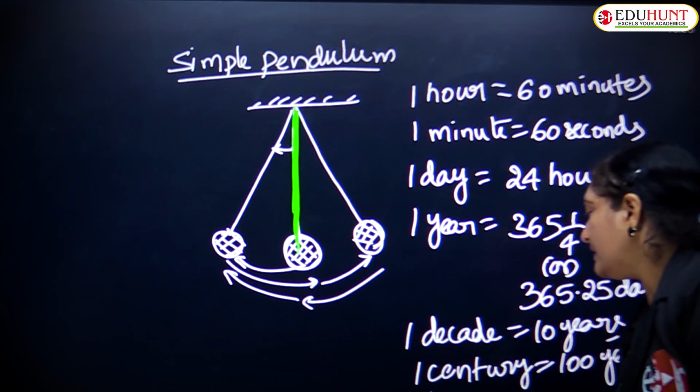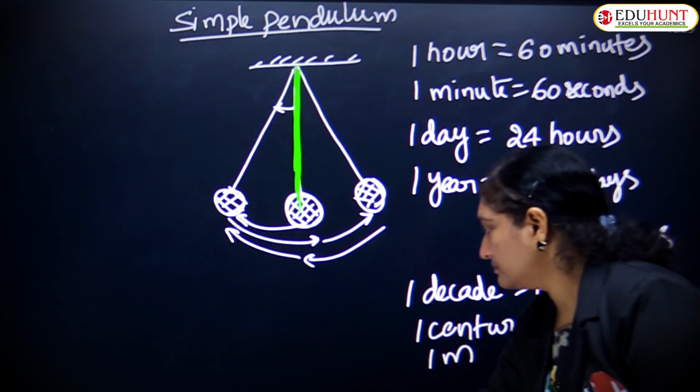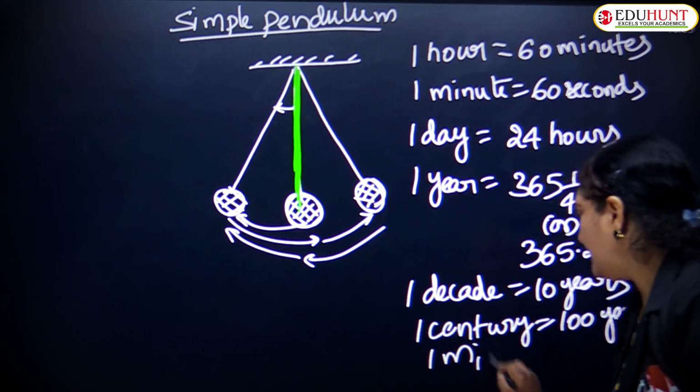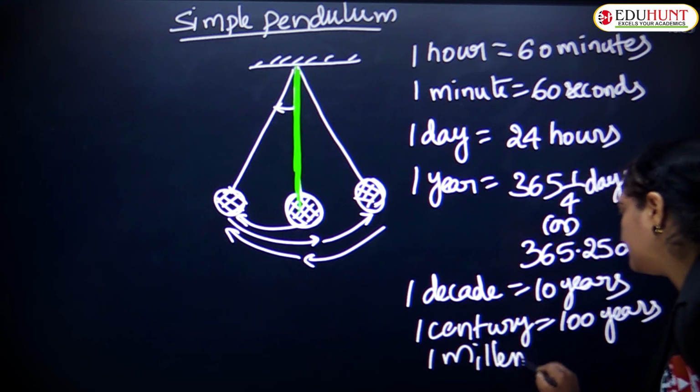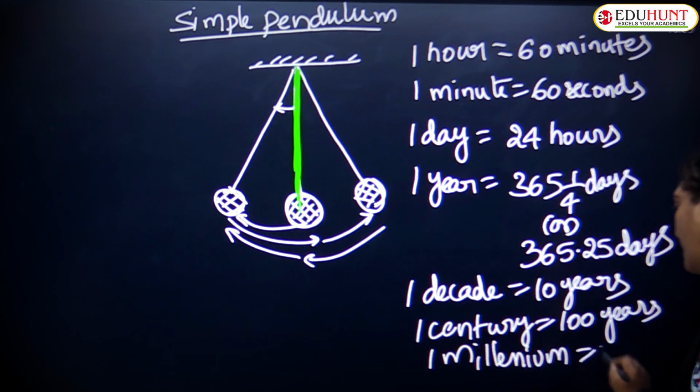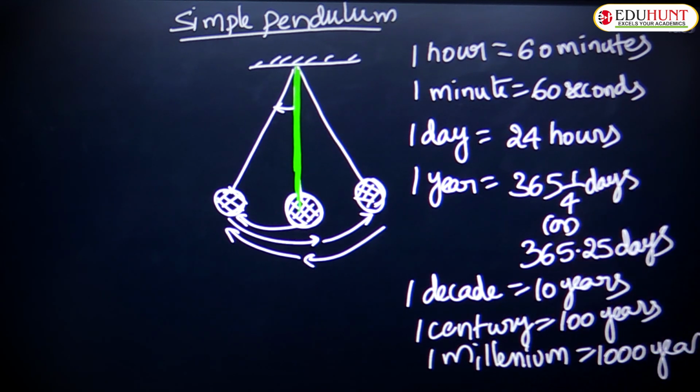Whereas 1 millennium has 1000 years. So, you need to remember all these things, children. Okay. Well, so 1 hour 60 minutes, 1 minute 60 seconds, 1 day 24 hours, 1 year 365.25 days, 1 decade 10 years, 1 century 100 years and 1 millennium 1000 years.